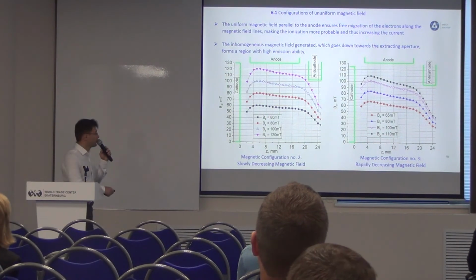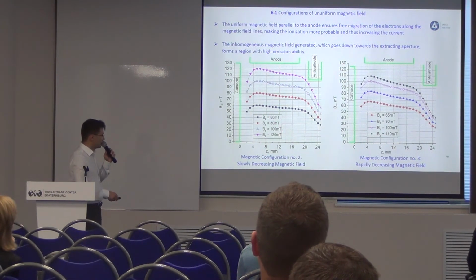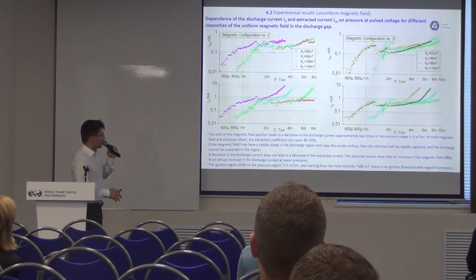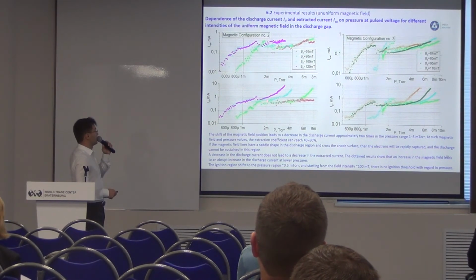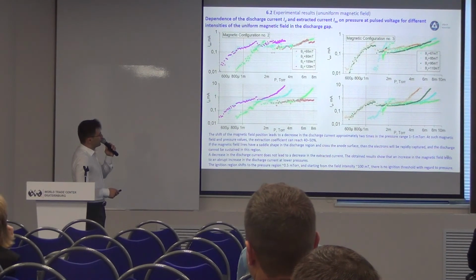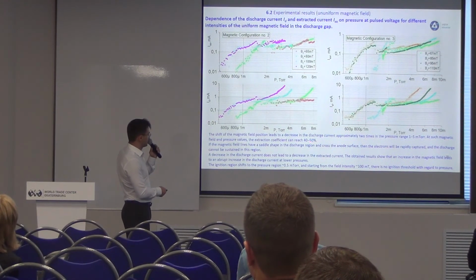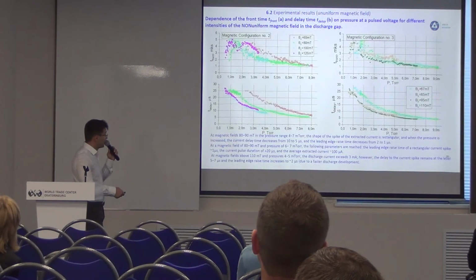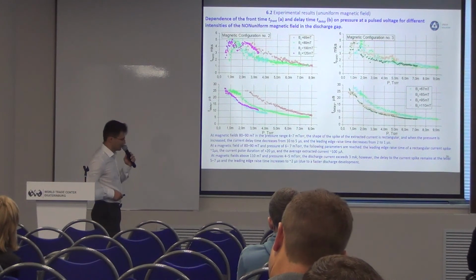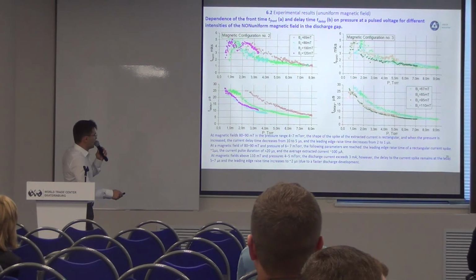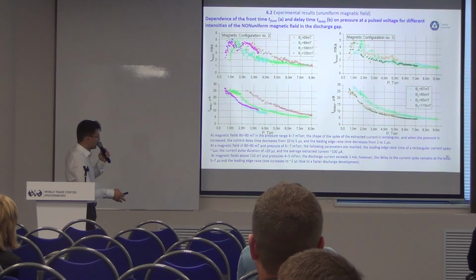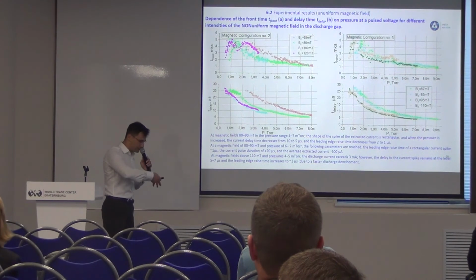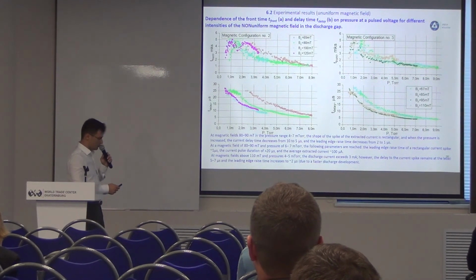Very quickly about a non-uniform magnetic field. So it's, how can I say, slowly decreasing and rapidly decreasing magnetic field. Very quickly. How can you see the discharge current? There is no significant increased discharge current in this case. We have a good linear dependence of extraction current depending on pressure. We have good extraction coefficient. How can you see? It's about 40 or 50%. We have better time, amplitude-time characteristics, so we can decrease delay time from 10 to 5 microseconds, and time front is more than 1 microsecond.